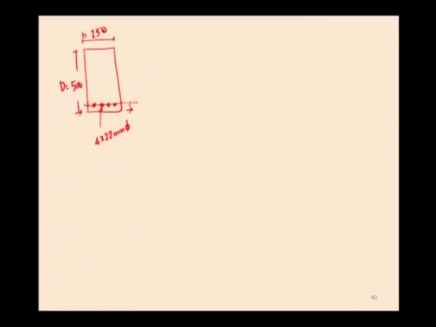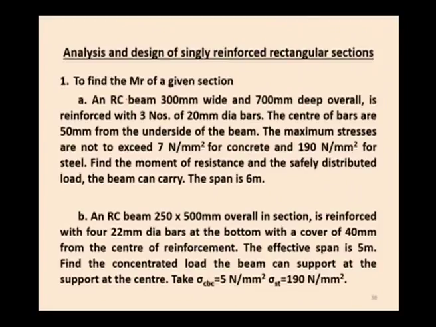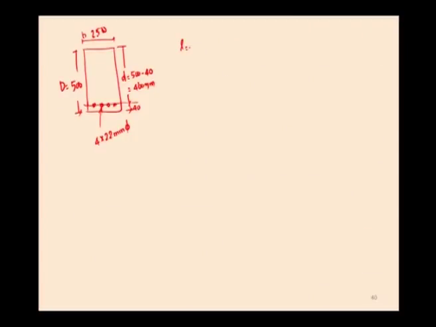So, the cover for the reinforcement is 40 mm and we can easily find out the effective depth, 500 minus 40, which is equal to 460 mm. This is the effective depth of beam. Effective depth means the depth from the topmost extreme fiber to the center of reinforcement. And the effective span of the beam is given, that is L effective is 5 meter.